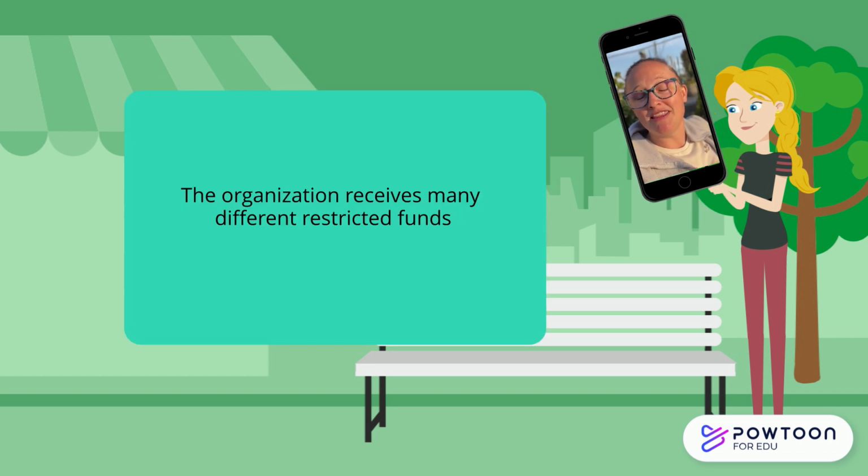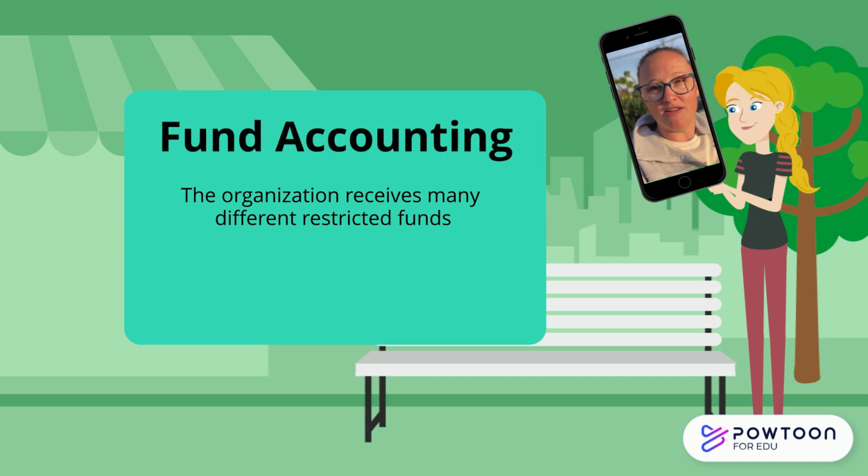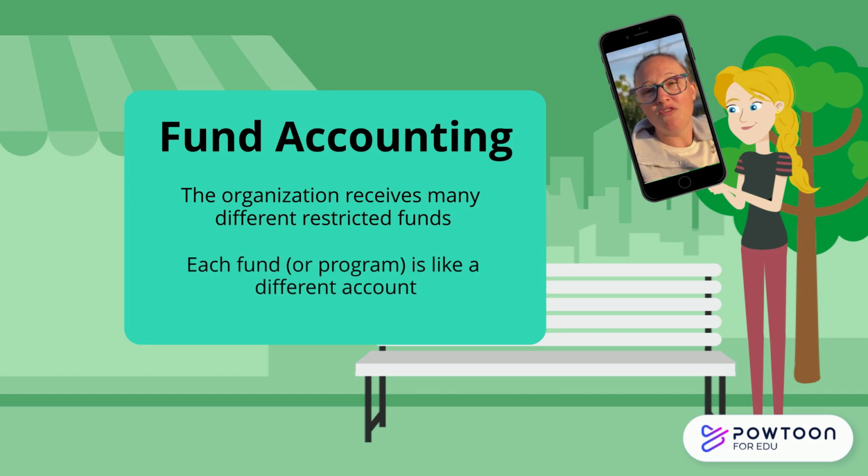When nonprofits like the PG Museum receive many different grants for different specific projects that can't be used for anything else, i.e. many different restricted funds, they use fund accounting to track and manage those grants. Fund accounting allows nonprofits to track what is spent in each specific grant. It's kind of like having a different bank account for each different grant that you have.